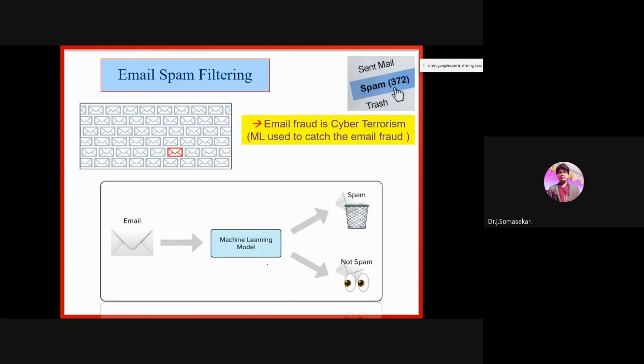Now we have one more application, called email spam filtering. Whenever you receive email, some mails go to the spam folder, and some go to not spam, or we can call it the inbox. So how to classify? We have so many mails here. Let us assume this mail is received. Which machine learning model are we going to apply here? The Bayesian classifier, and based on that we have to classify whether the mail is spam or not spam.